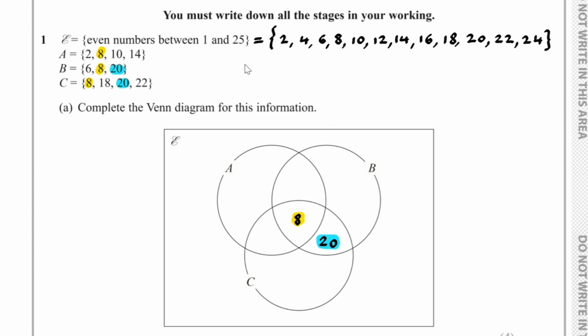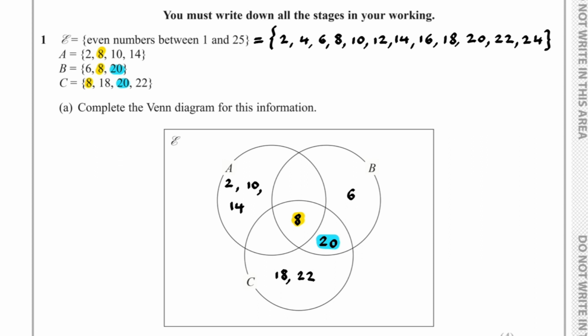So now, what would go in A only would be the 2, the 10, and the 14. What would go in B only? Well, that will just be the 6. What goes into C only? We have 18 and 22.